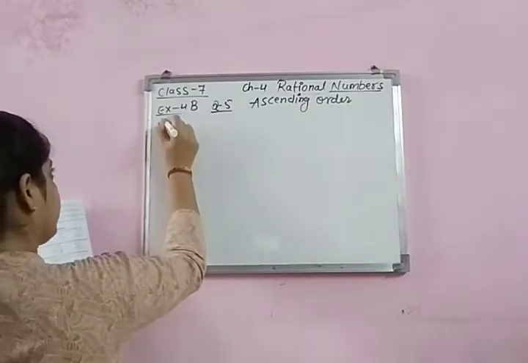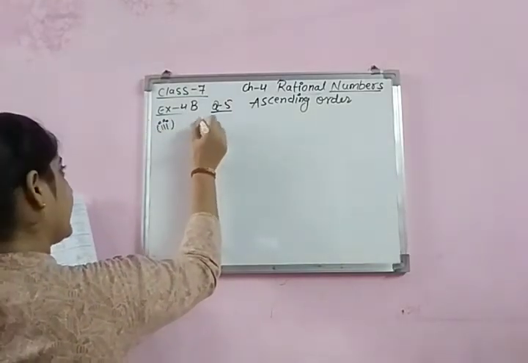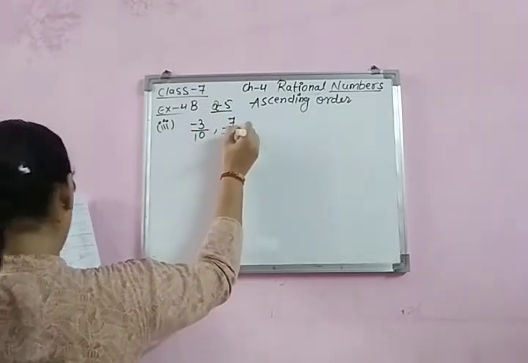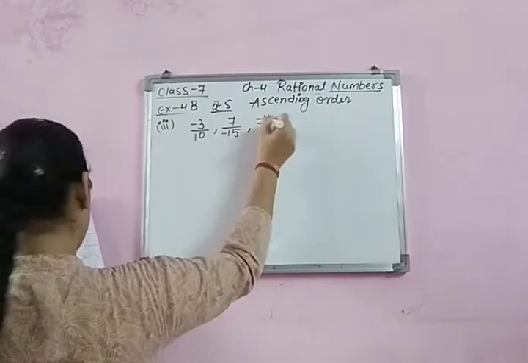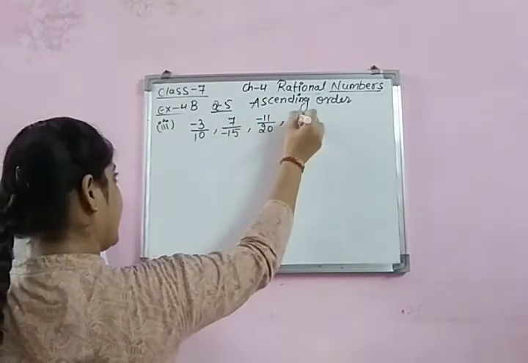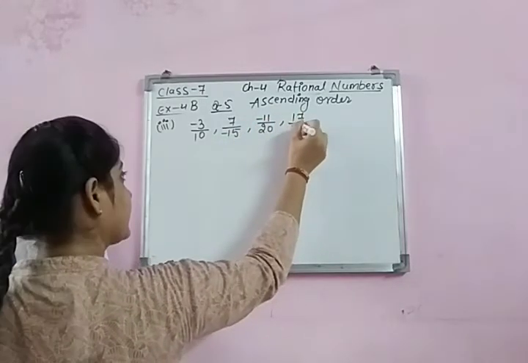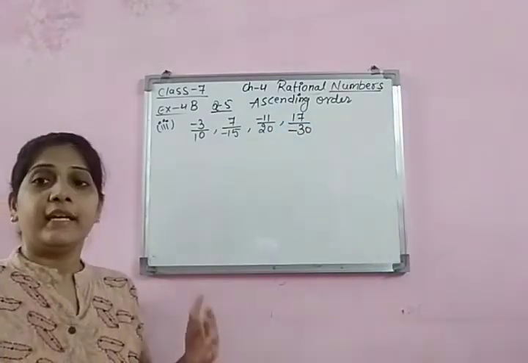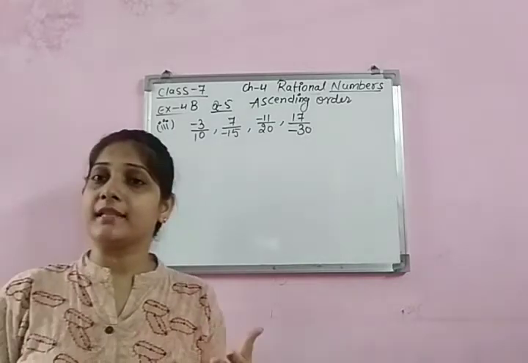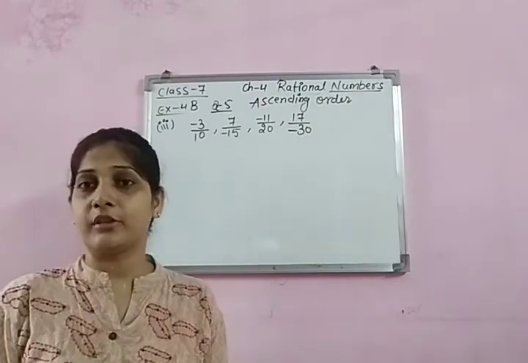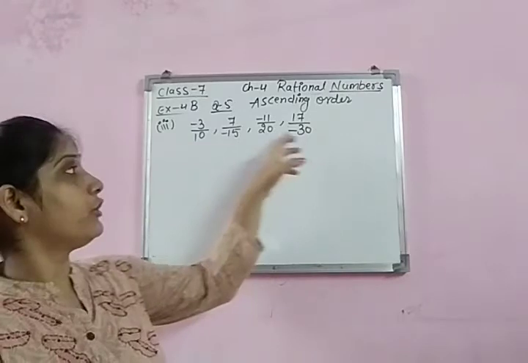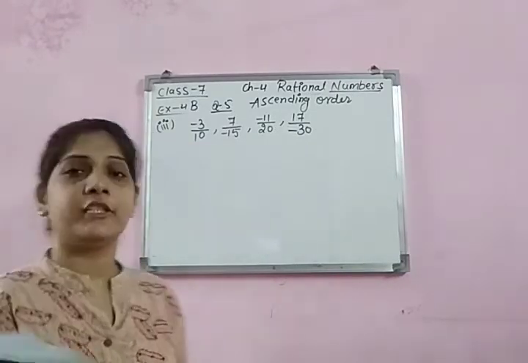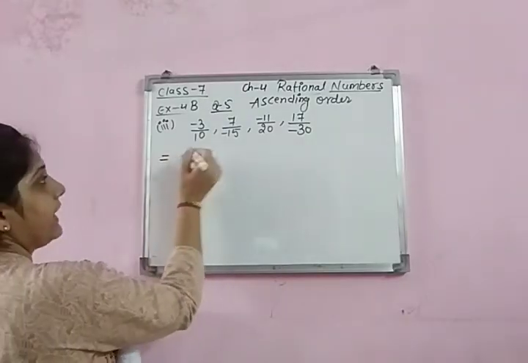So the third part I am doing: negative 3 by 10, 7 by minus 15, negative 11 by 20 and 17 by minus 30. This is our question. Now, in fractions, everyone knows that we have to take the LCM of the denominators, but here the denominators are negative also. So the first step is to make the denominators positive, and directly we can write that, children.